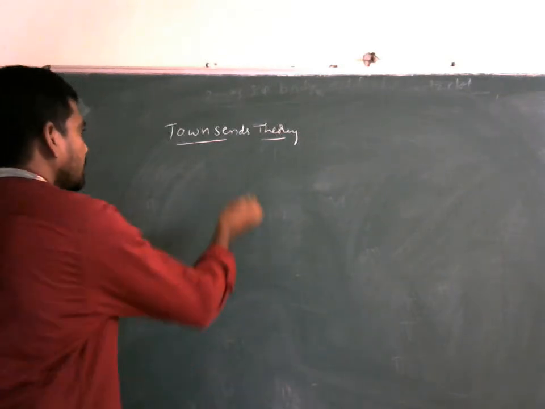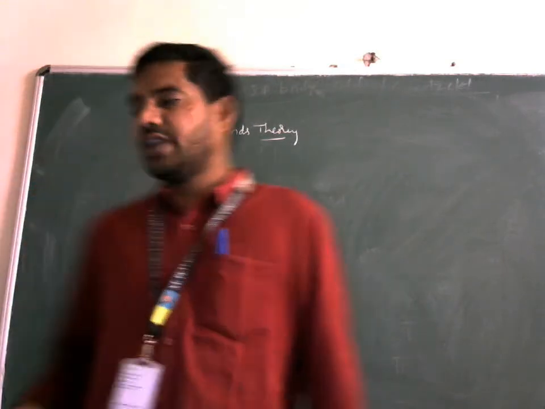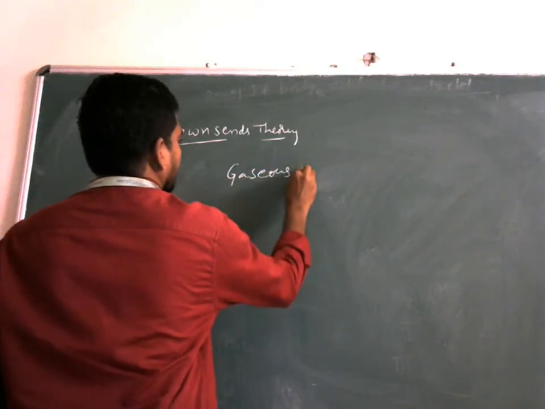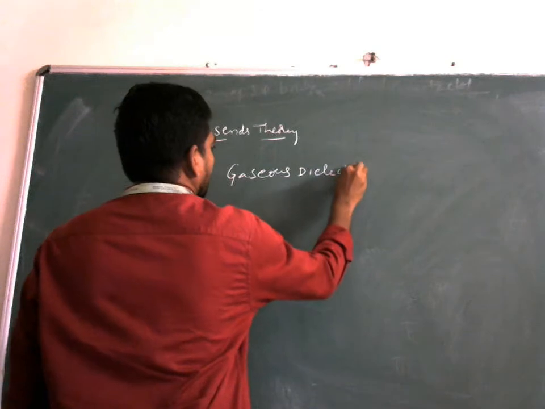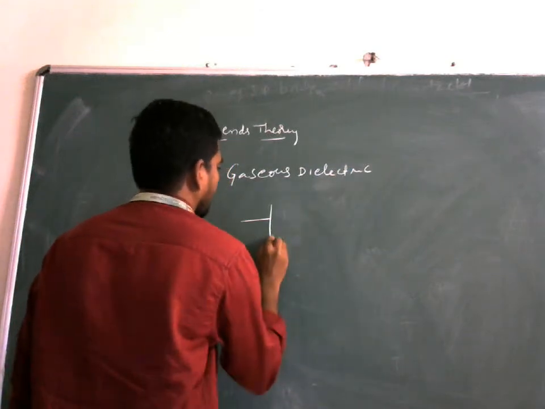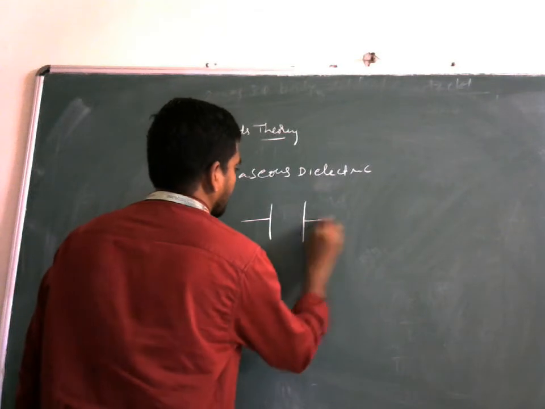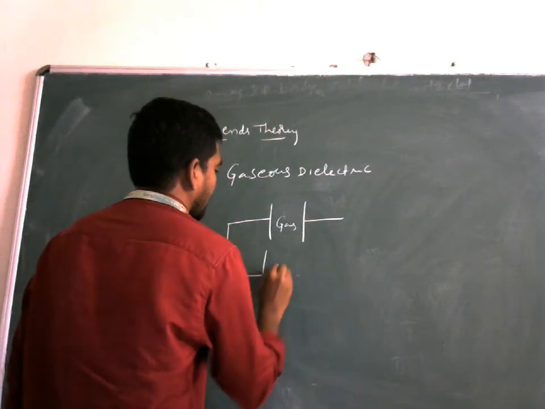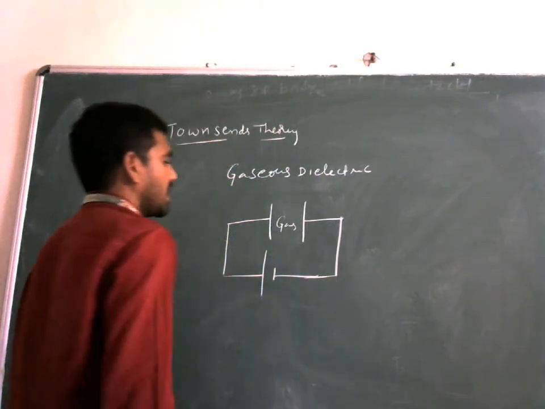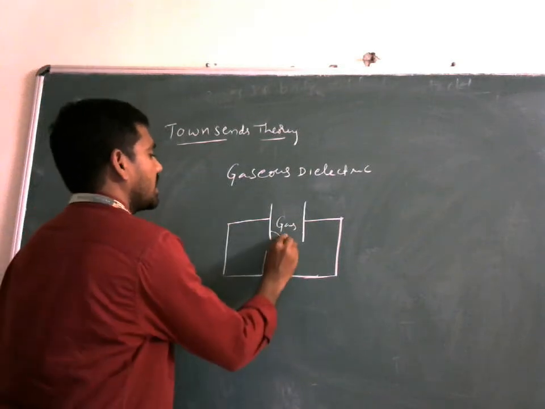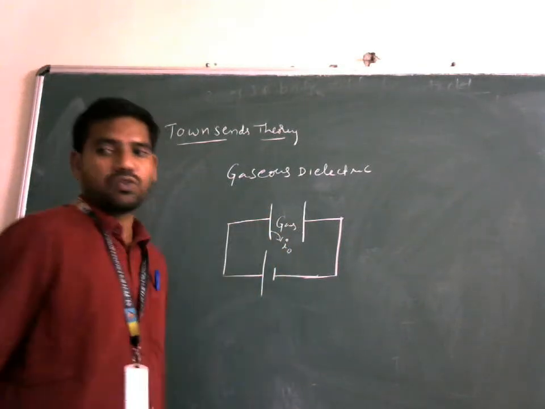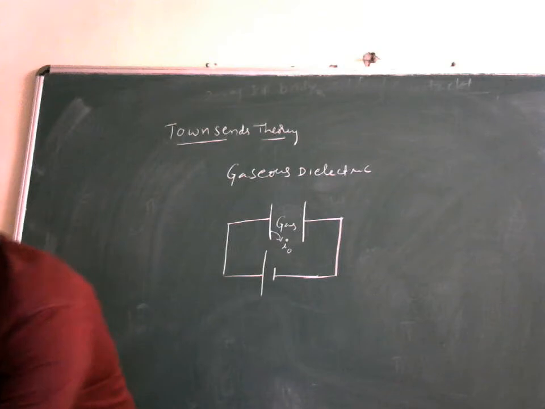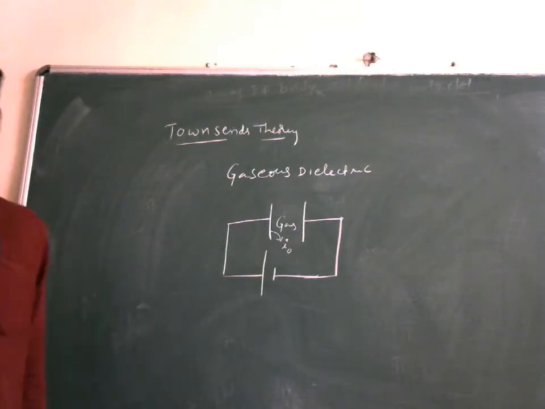Townsend's theory is used whenever we are having a gaseous dielectric. I am going to take some gas dielectric. Whenever we are applying a high voltage, a small leakage amount of current I naught will be going to a discharge. That amount of current we need to find out.